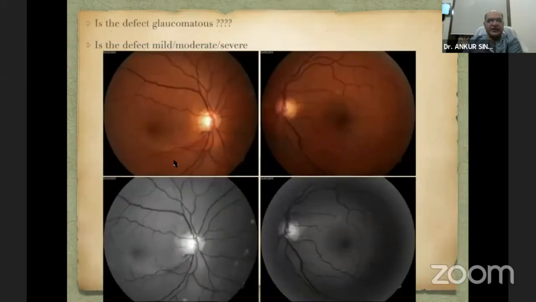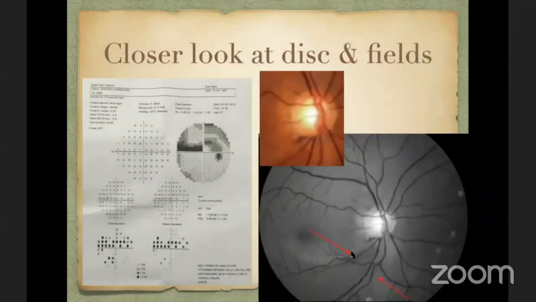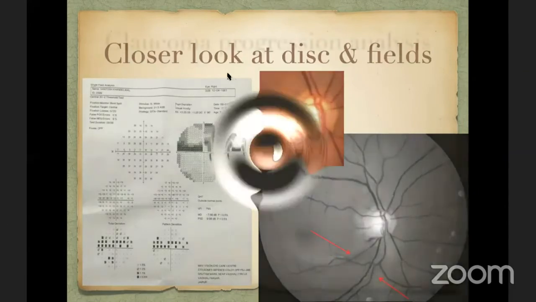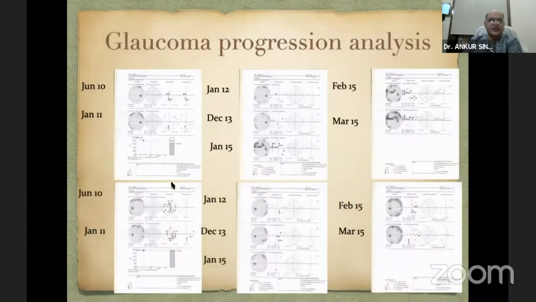And this is the disc of the patient. We can clearly see there is an inferior disc hemorrhage here and a broad nerve fiber layer defect, which is causing this kind of visual field defect we happen to see in this patient. This is the nerve fiber layer defect seen in these patients. And this is the GPA, which is showing you a rapid progression of disease from 2010 to 2015, and she was advised surgery in this case.